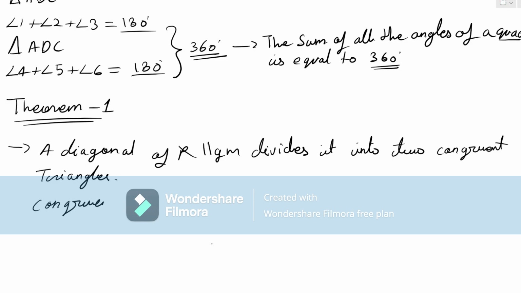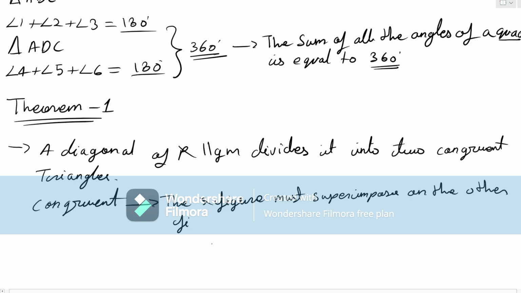Congruent. The meaning of congruent is the figure must superimpose on the other figure.